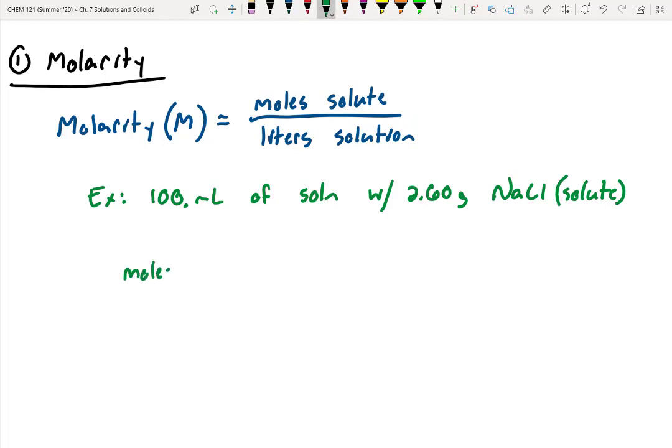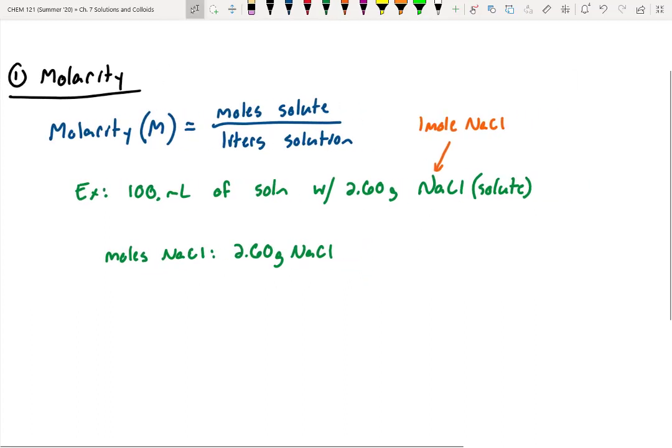So moles of sodium chloride. Well, we know we have 2.60 grams of sodium chloride. To convert from grams to moles, we need to know the molar mass. So in this case, we know that 1 mole of NaCl, let me zoom out a little bit, is going to be equal to 58.44 grams. And we know this because we can go to the periodic table, add up the mass of a sodium atom plus a chlorine atom to get that formula weight.